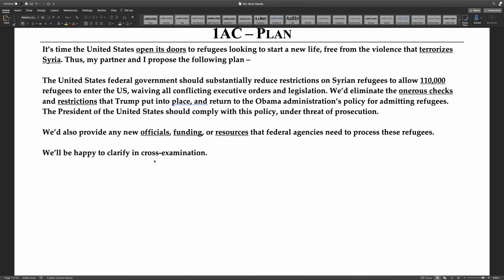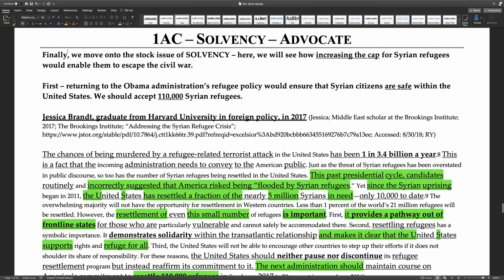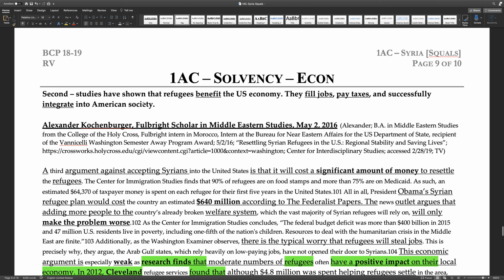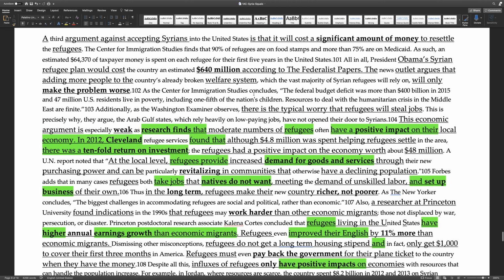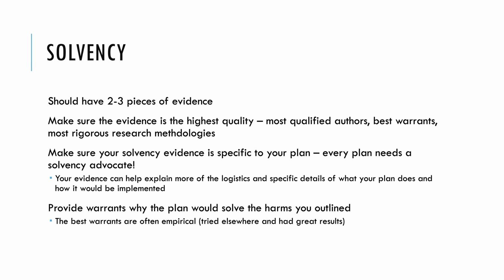So let's go on over here. You'll see at this point you should be getting the idea. Make sure to transition to solvency, define the stock issue, provide the tag. Returning to Obama administration's refugee policy would ensure Syrian citizens are safe within the United States. So notice that you got that empirical example. This is what we did under Obama. Second, studies show that refugees benefit the U.S. economy. So you got a nice little reason why it'd be good. Feels incredible. All right, and finally, the conclusion.